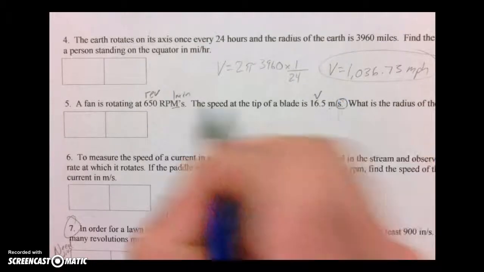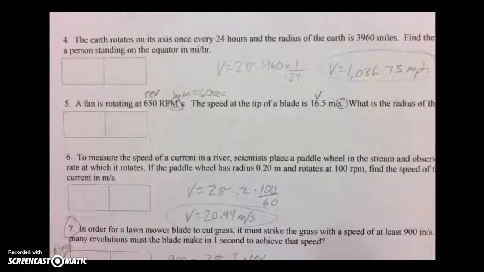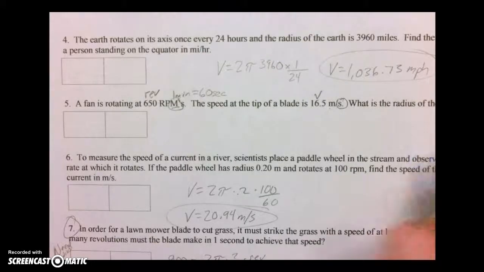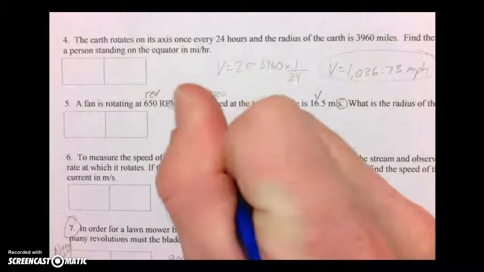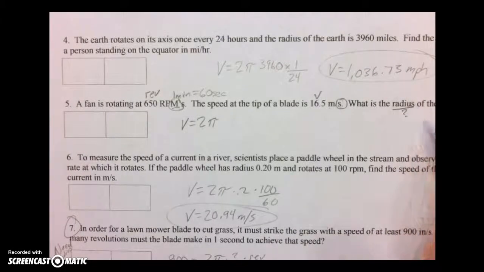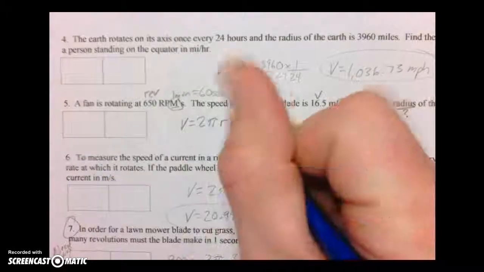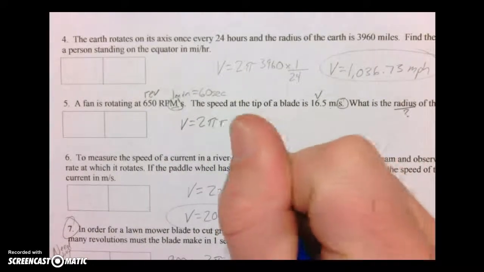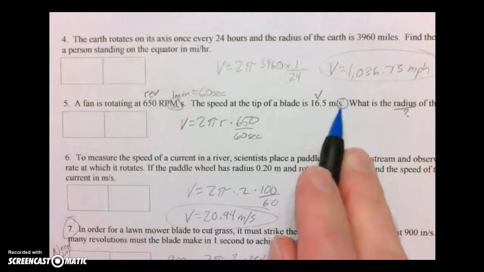So if I look here, I got seconds and I have minutes. So again, I got to change 1 minute into 60 seconds. I'm going to ask, what is the radius of the blade? Okay, so I'm going to use the rotational velocity formula. V equals 2 pi. Now the question is, what is the radius? So I don't know that. That's going to be my variable. Times the number of revolutions, which is 650. And we're going to divide that by 60 seconds instead of 1 minute, because we have to convert it into seconds to make it match here.